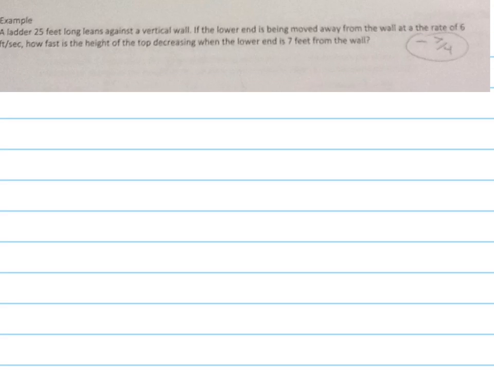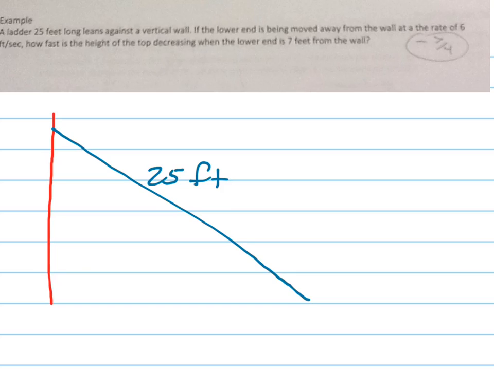All right, here's a related rates problem. The example says a ladder is 25 feet long, leans against a vertical wall. So let's draw our wall. There's our wall. And the ladder, let's make the ladder blue. Here's your ladder. The ladder is 25 feet long.